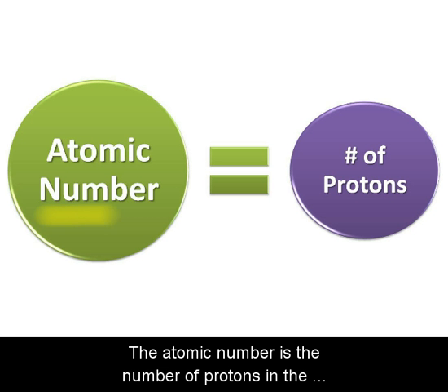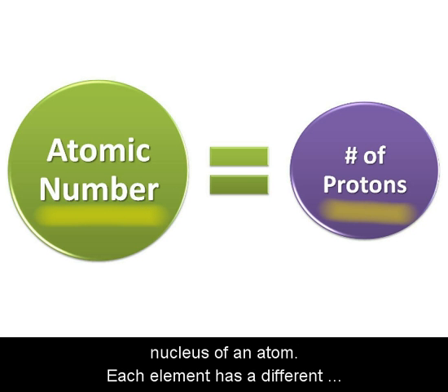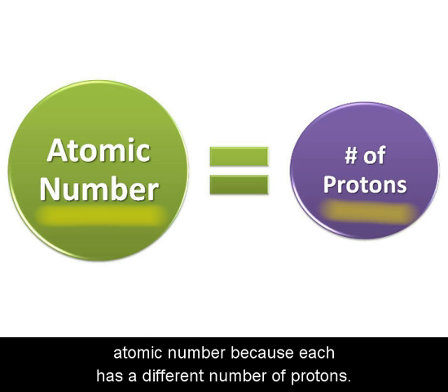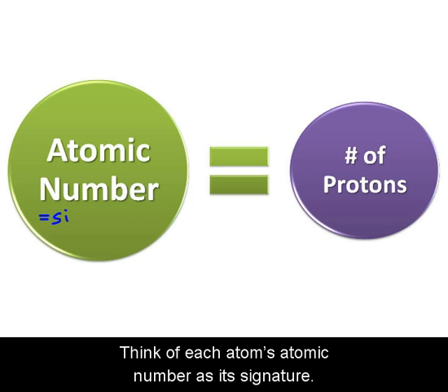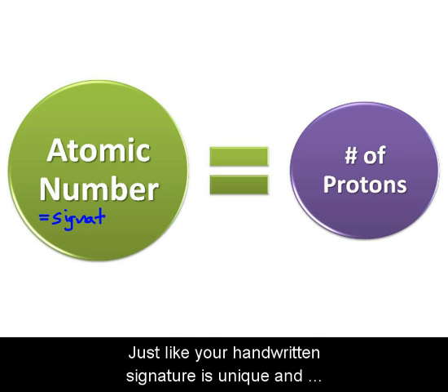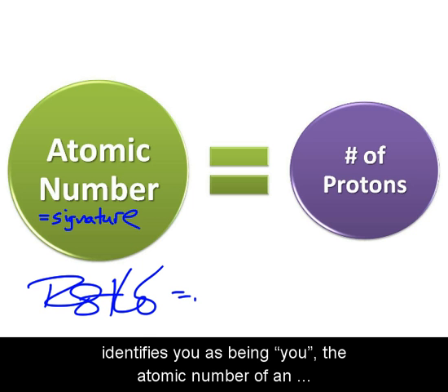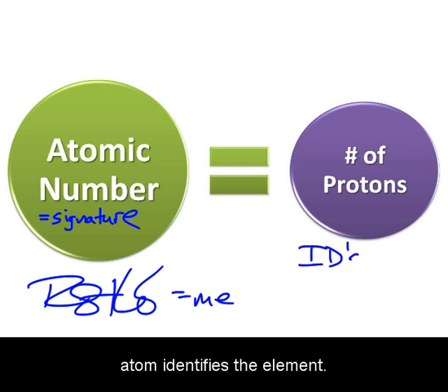The atomic number is the number of protons in the nucleus of an atom. Each element has a different atomic number because each has a different number of protons. Think of each atom's atomic number as its signature. Just like your handwritten signature is unique and identifies you as being you, the atomic number of an atom identifies the element.